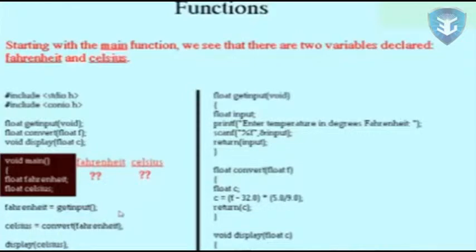In here we have a couple of variables that are declared inside of main, so they're only known inside of main, and these are called Fahrenheit and Celsius. Float means that they're floating point numbers. That means they can deal with a decimal point.